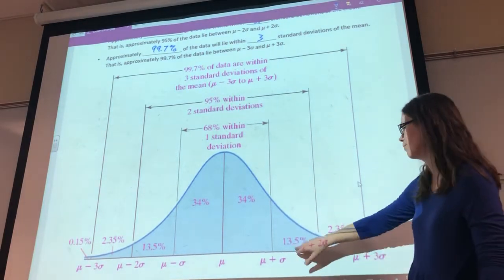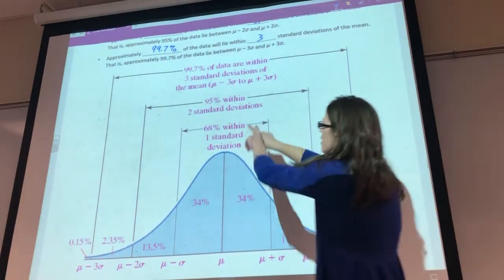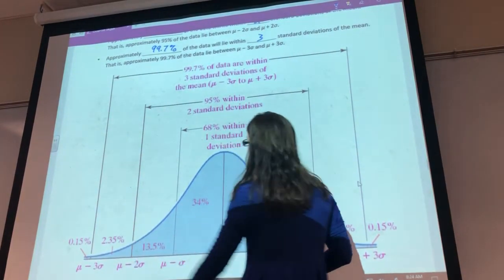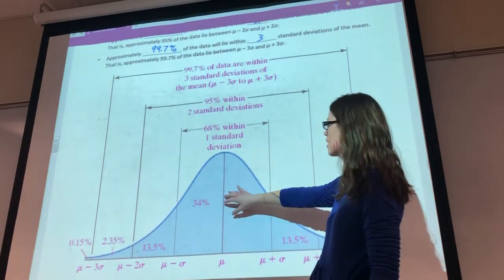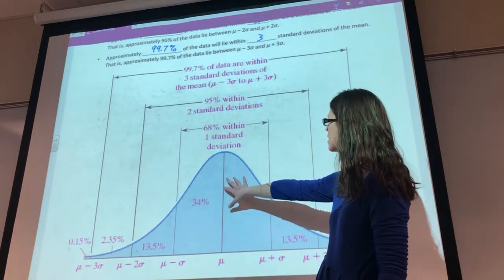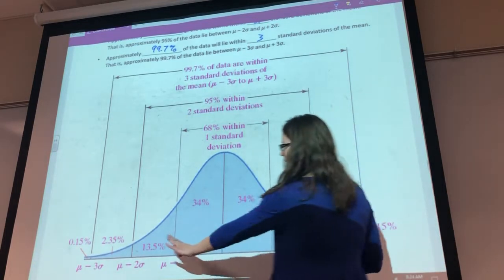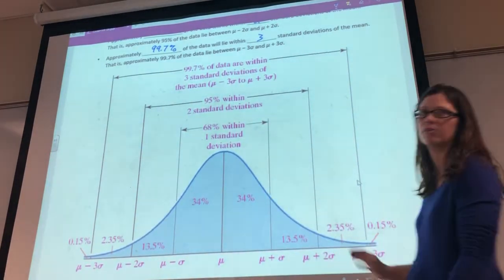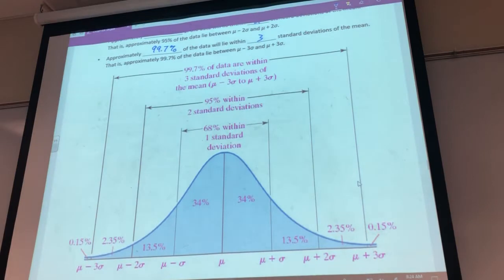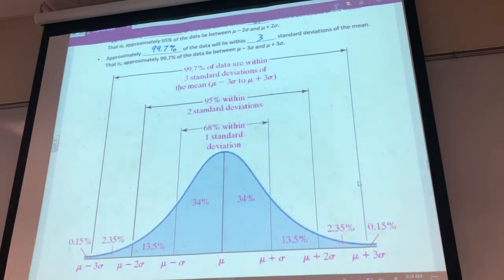So here the 13.5, they said 95% are here. We've already got 68% here, so that leaves us with 27%. If you divide that in half, you get 13.5% here, 13.5% here. So that's how they came up with those numbers. They just did a bunch of dividing things out and subtracting them to get them.